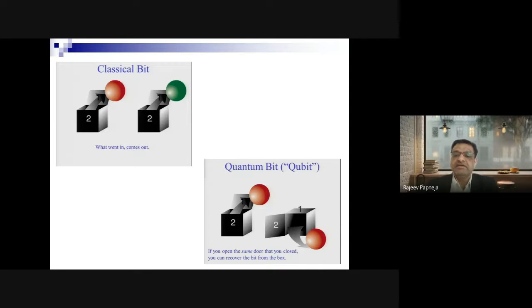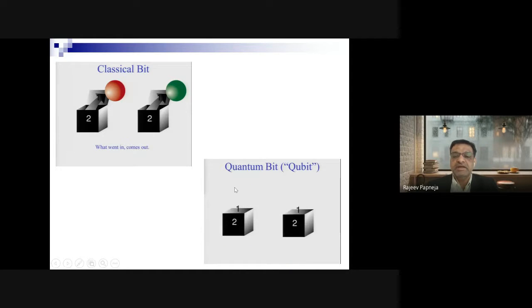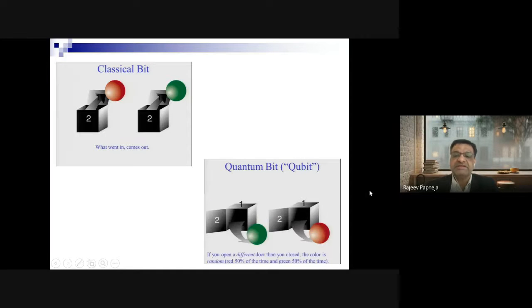But on the other hand, what we can do is put information in a qubit through door number 1, and then later on open door number 2 to measure the qubit. Now here is where the qubit behavior differs. What comes out is completely random and unpredictable. It has a probability of 50% of being red and 50% of being green.